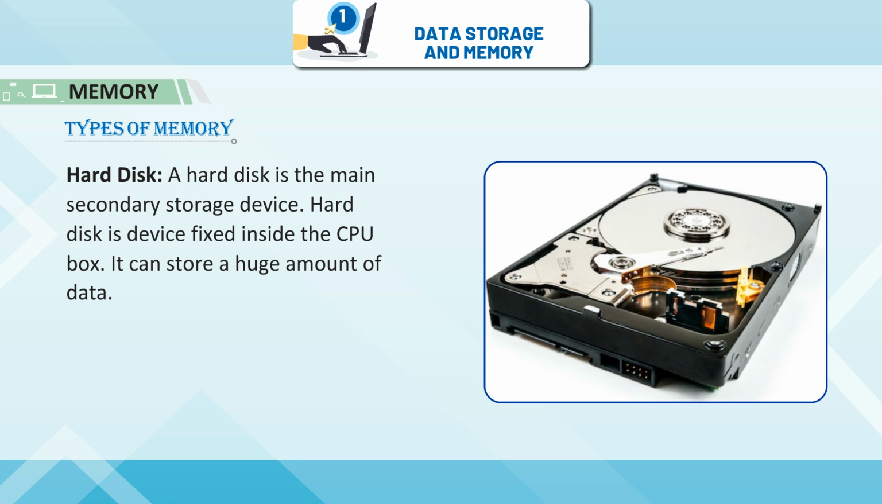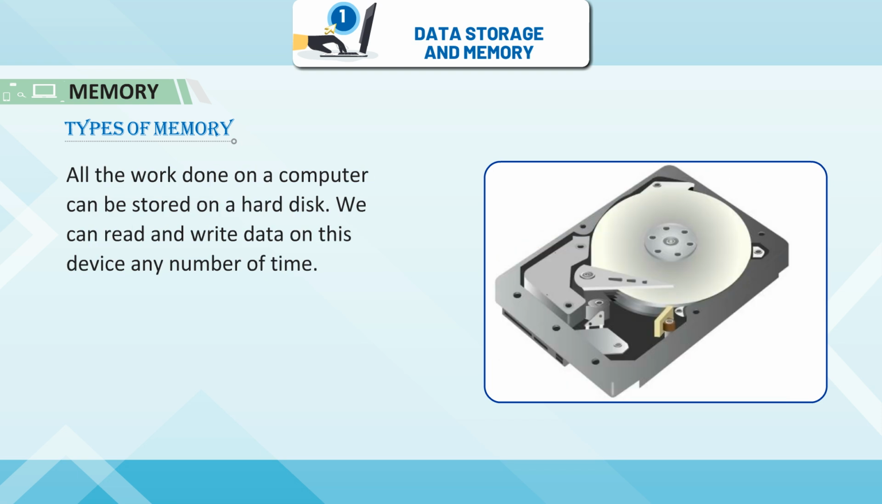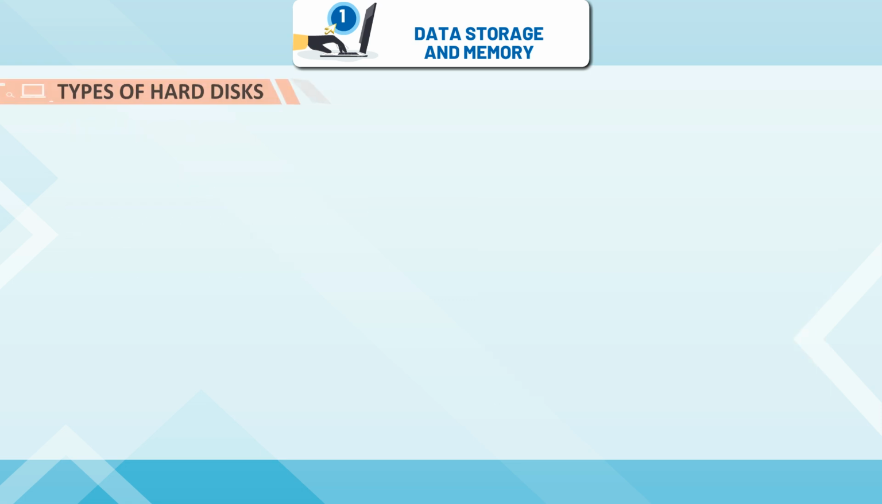Hard disk is a device fixed inside the CPU box. It can store a huge amount of data. All the work done on a computer can be stored on a hard disk. We can read and write data on this device any number of times.